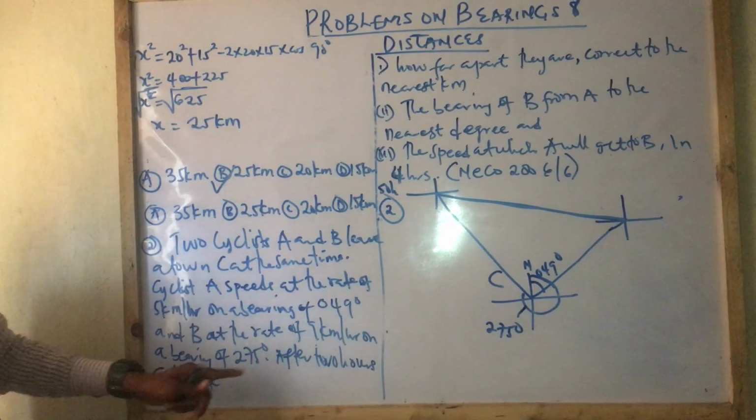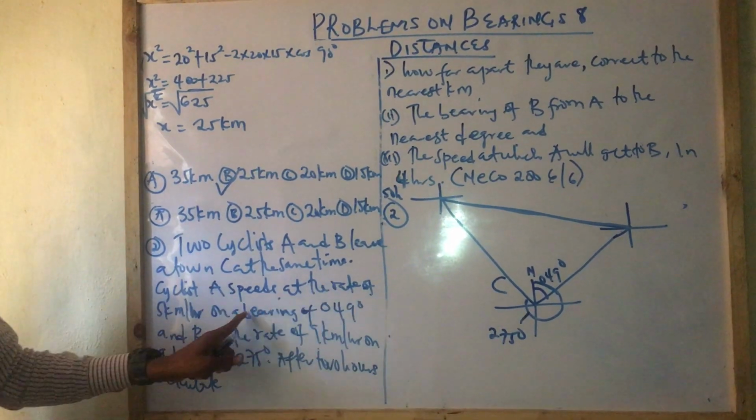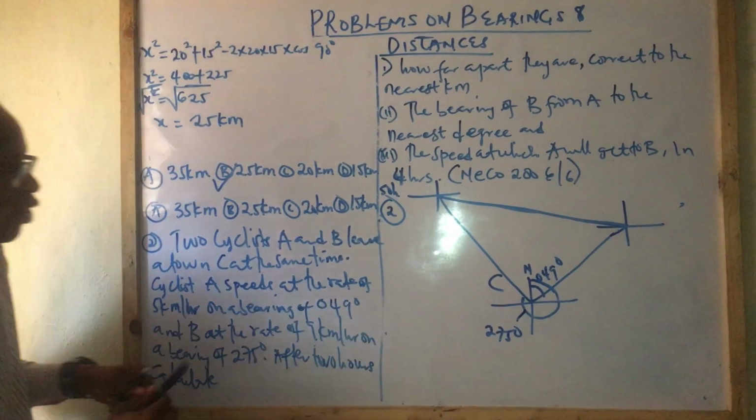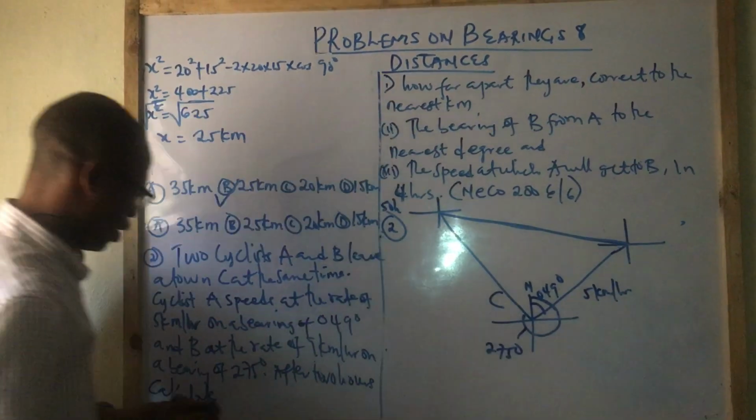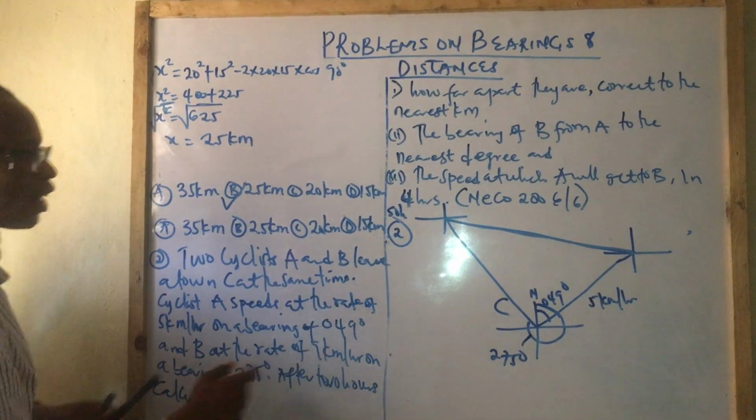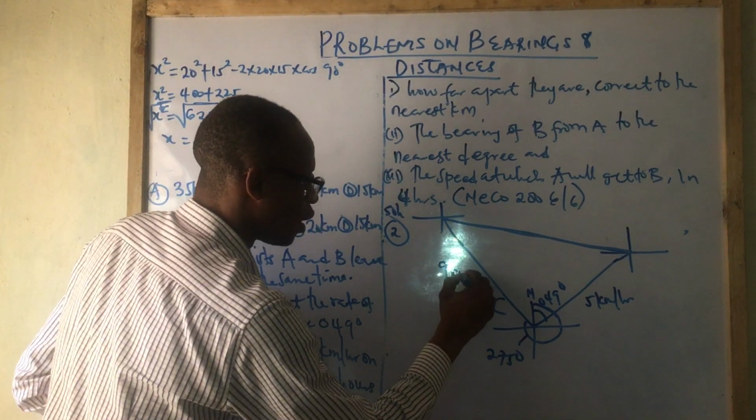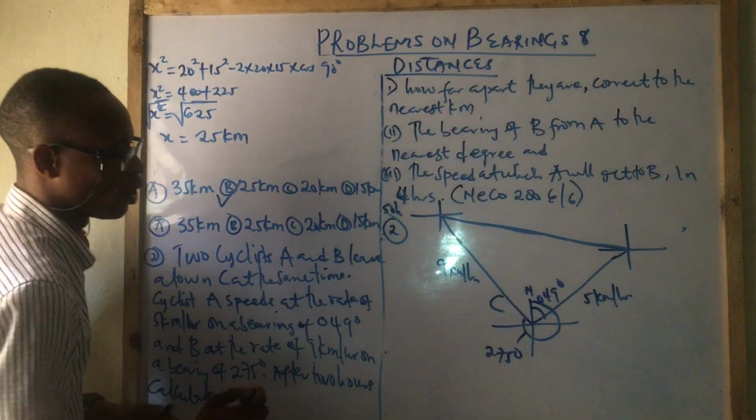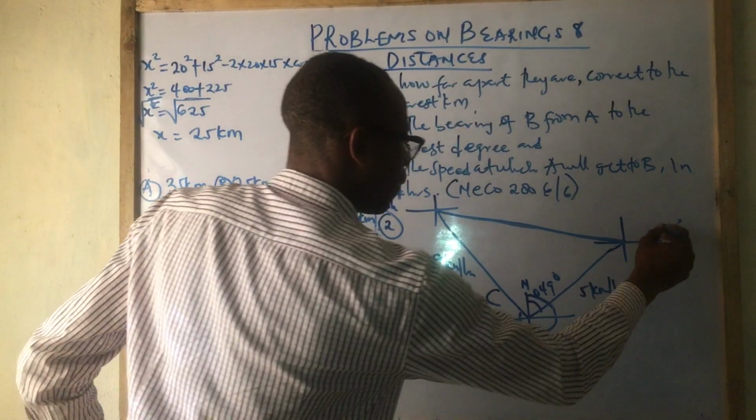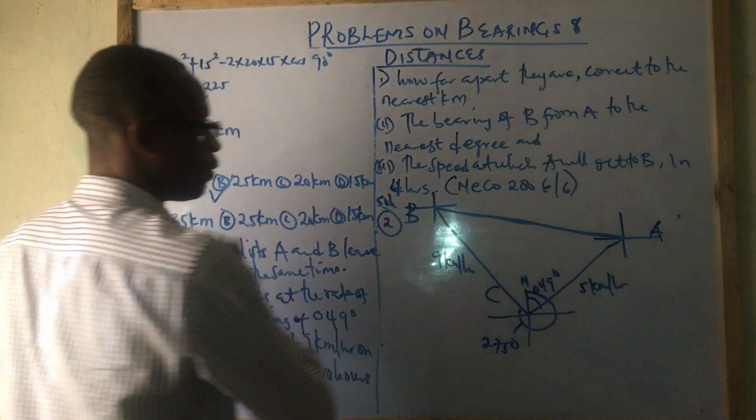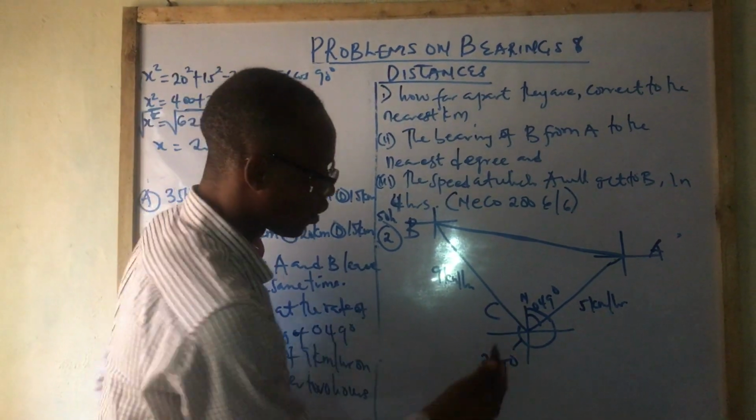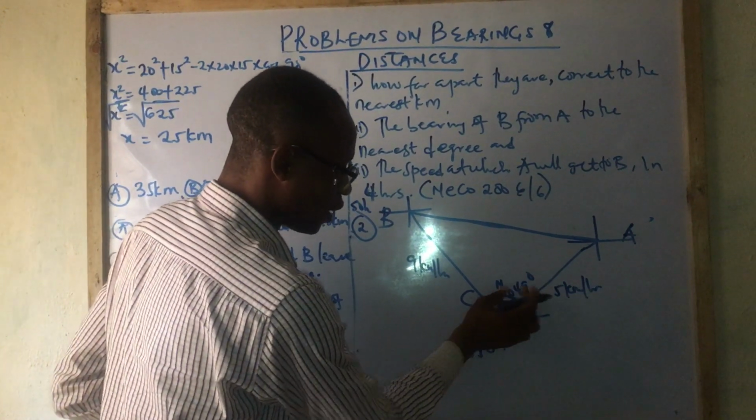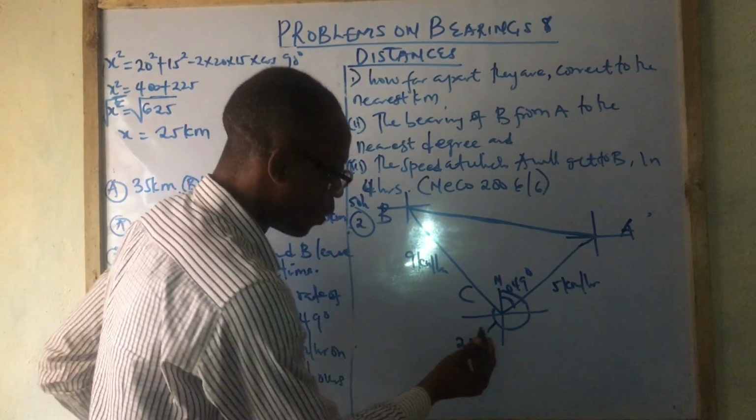Then let's fix the speeds. The speed for the first one is 5 km per hour. The second one is 9 km per hour. This is point C, this is A, and this is point B. Now we need to get what we are going to put inside. 049 is already inside the triangle.